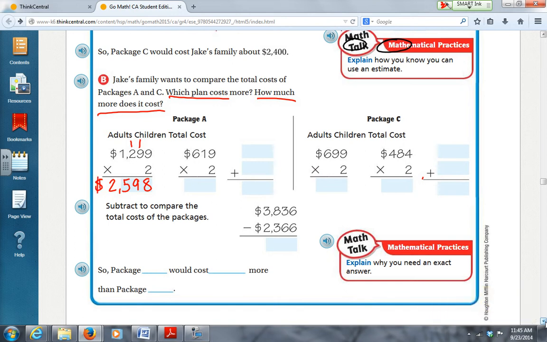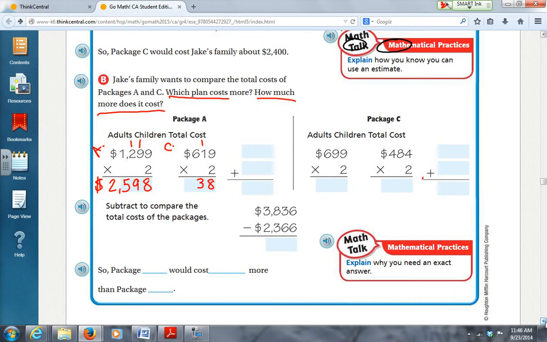All right, now let's do the children, right? That was adults. I don't have the chart up here. So for package A, oh, that was the adults. So this is the adults. This is the children. Okay, so 619 times 2. Which place am I going to multiply first, Bailey? 2 times 9. Which is what place? The ones place. 2 times 9 is what, everybody? 18. So it's 18 ones. I got to regroup and carry my 10 over there. 2 times 1 is 2, plus 1 is 3. So it's 3 tens.